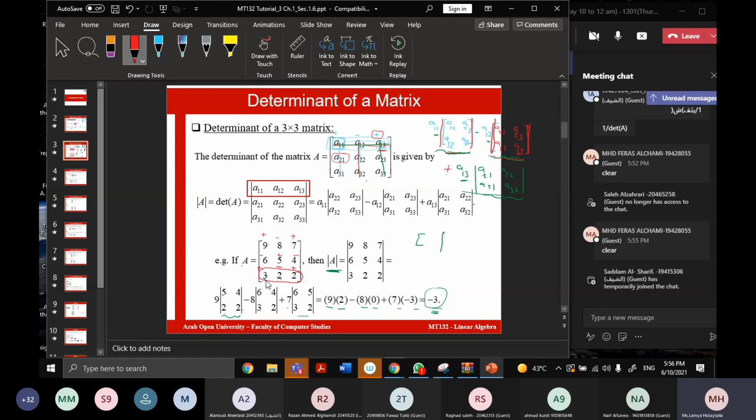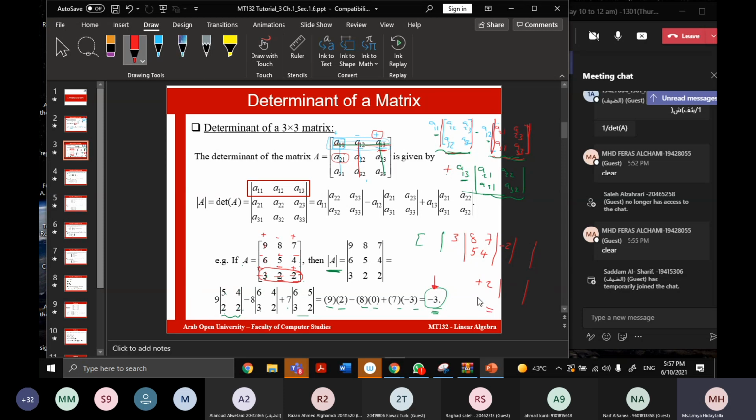If I want this one, I do the same. So it is 3 times what? You delete this one and delete this one. So you're going to write 8, 7, 5, 4, and then here minus 2. So minus 2, and then write the determinant, and then at the end plus 2, and write its determinant, and then do the calculation and find the answer. The answer, you will find that it's going to be also minus 3.